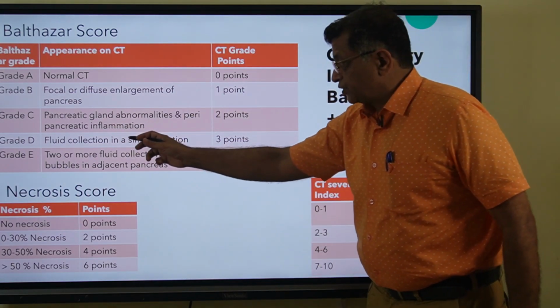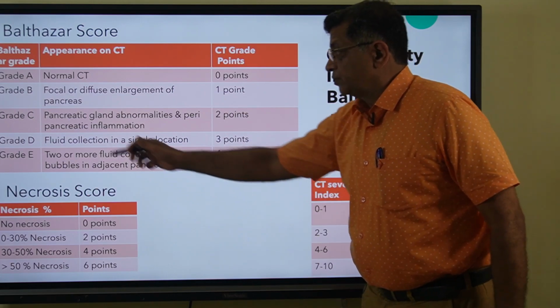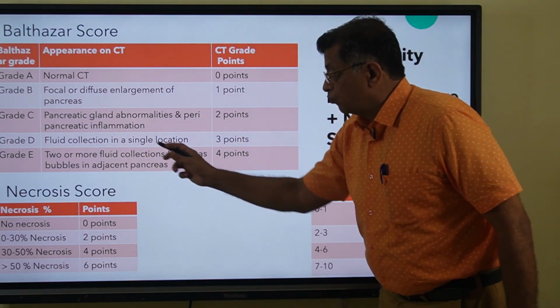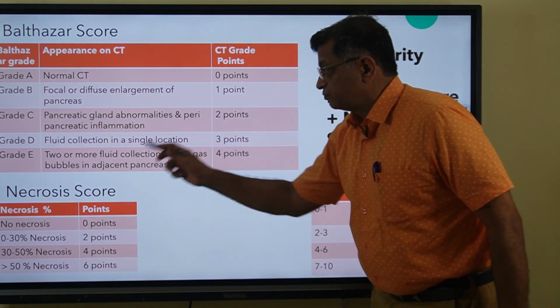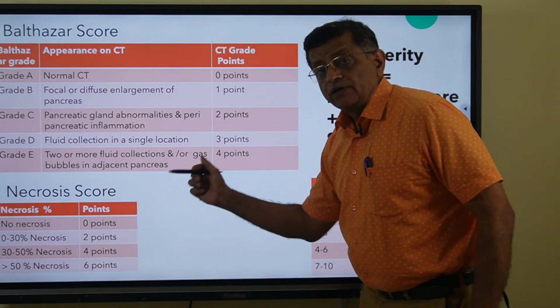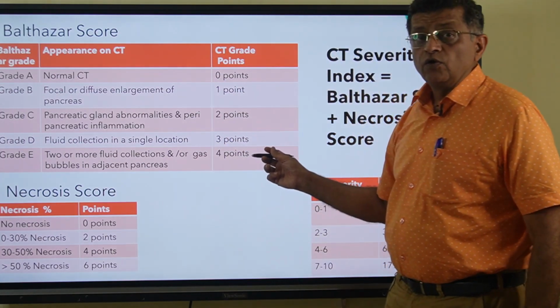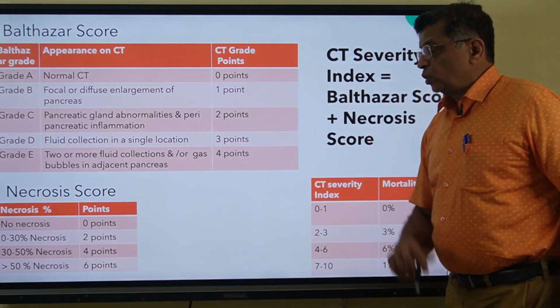If there is a fluid collection in a single location, that is grade D, and you get 3 points. And if there are 2 or more fluid collections and/or gas bubbles in or adjacent to the pancreas, and gas bubbles usually suggest that there is infection, then you get 4 points. So that is the Balthazar score.